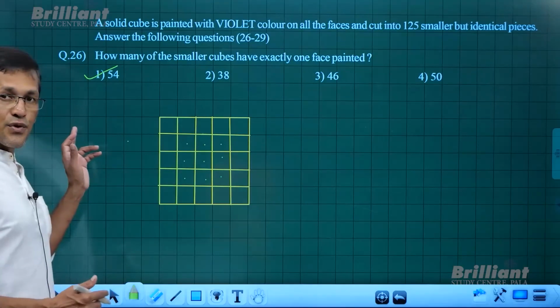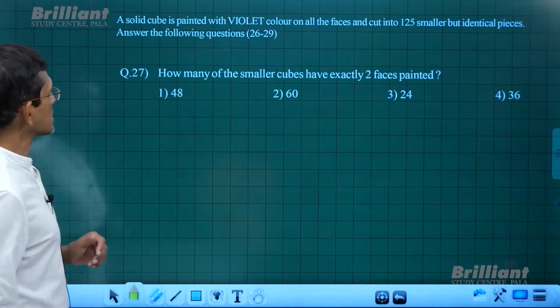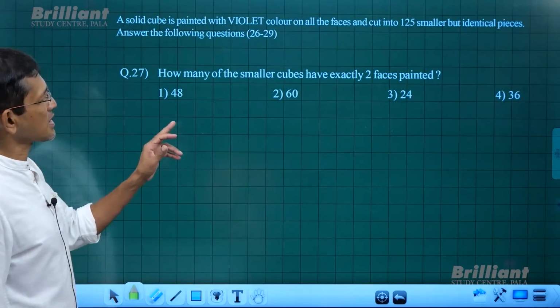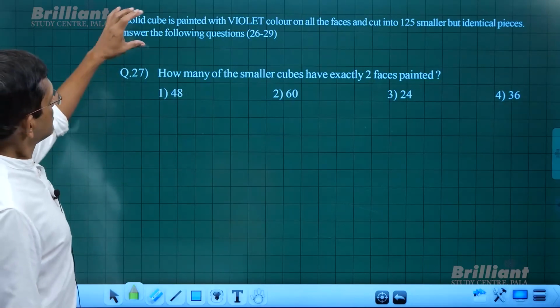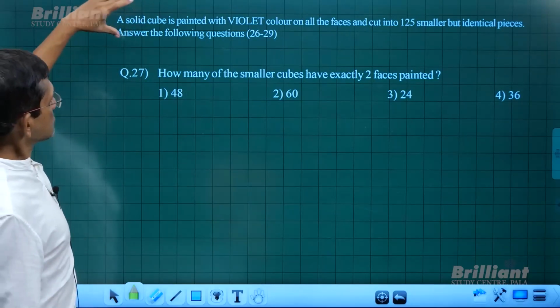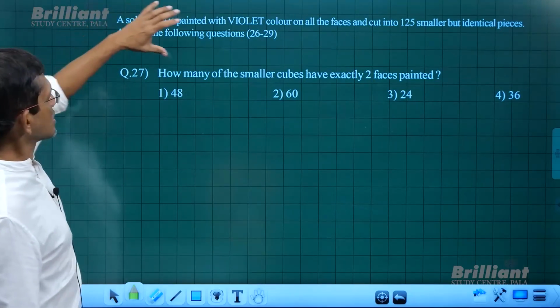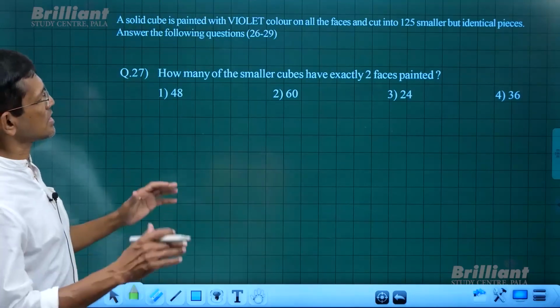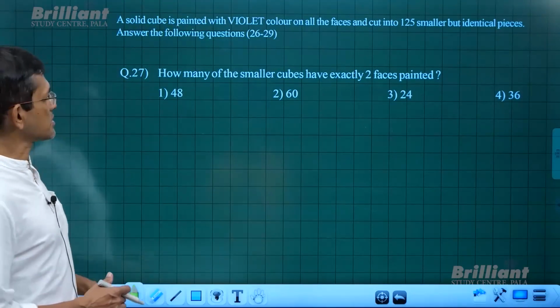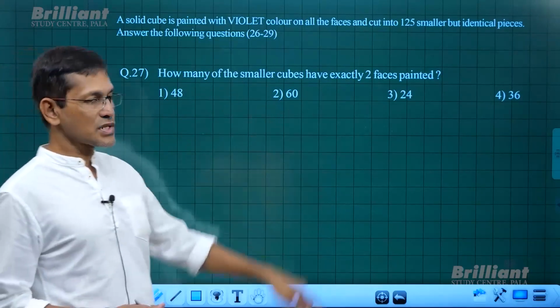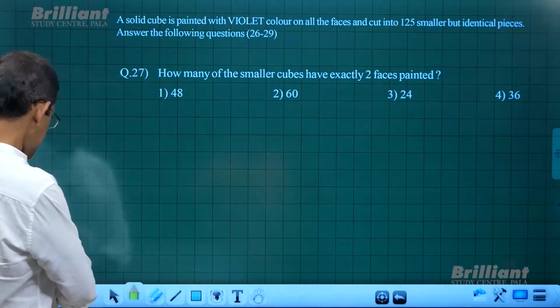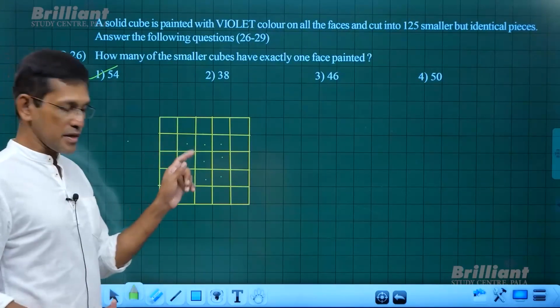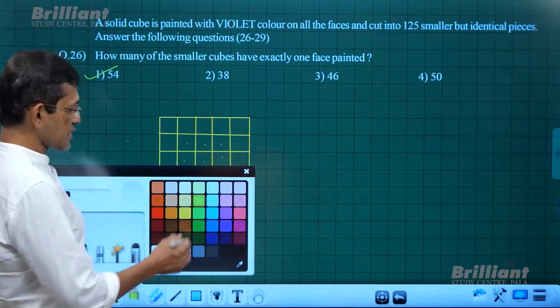Now we'll go for the next question, 27. How many of the smaller cubes have exactly 2 faces painted? Well, the direction is exactly the same as the previous question. Solid cube painted with violet color, and that is cut into 125 smaller but identical pieces. How many of the smaller cubes have exactly 2 faces painted? Now we look at this diagram over here. Which are the cubes with 2 faces painted?